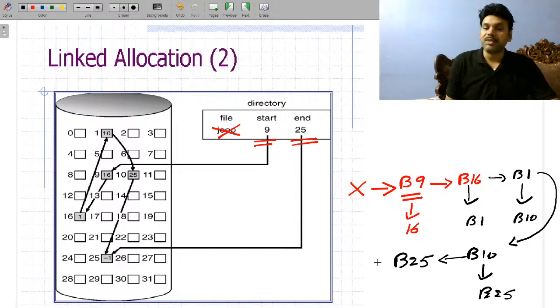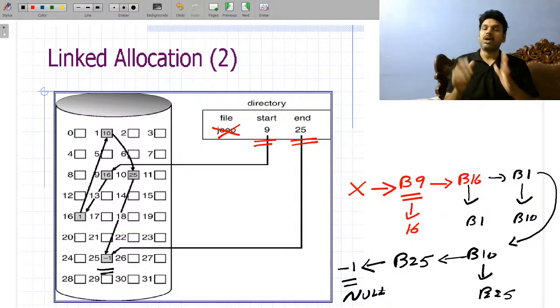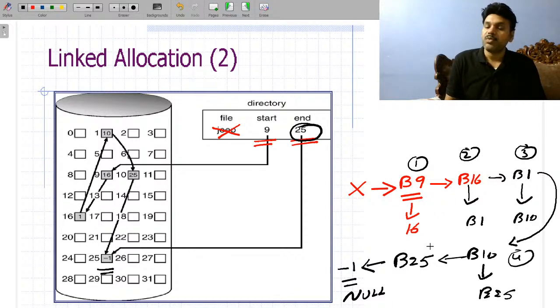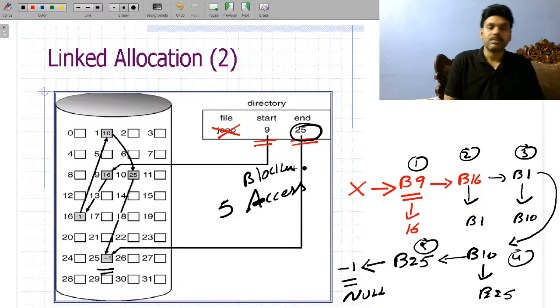So I went to block 25. Again I am searching for a null pointer. Yes, block 25 has a null pointer, which is nothing but -1, or you can also say null. When you say null, you have to stop your work because you have reached the end of the file. So how many block accesses did you do starting from B9? One block, two blocks, three, four, and five block accesses. So it is allocated 5 blocks. If any pointer is missed, then you cannot trace the data, because it is completely based on chaining.